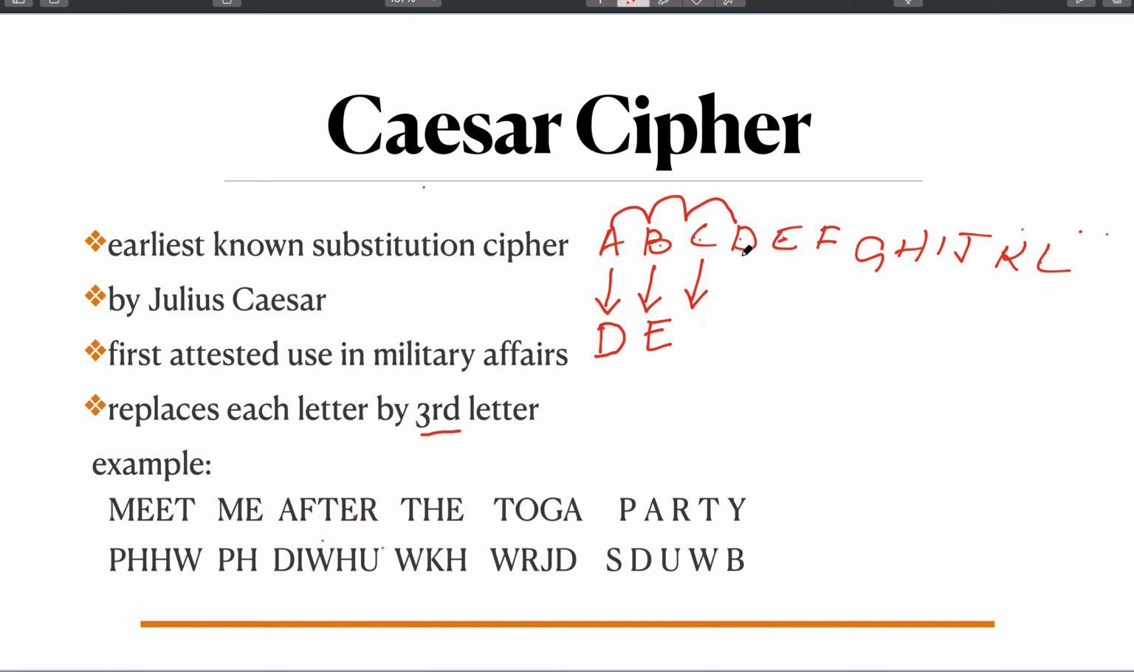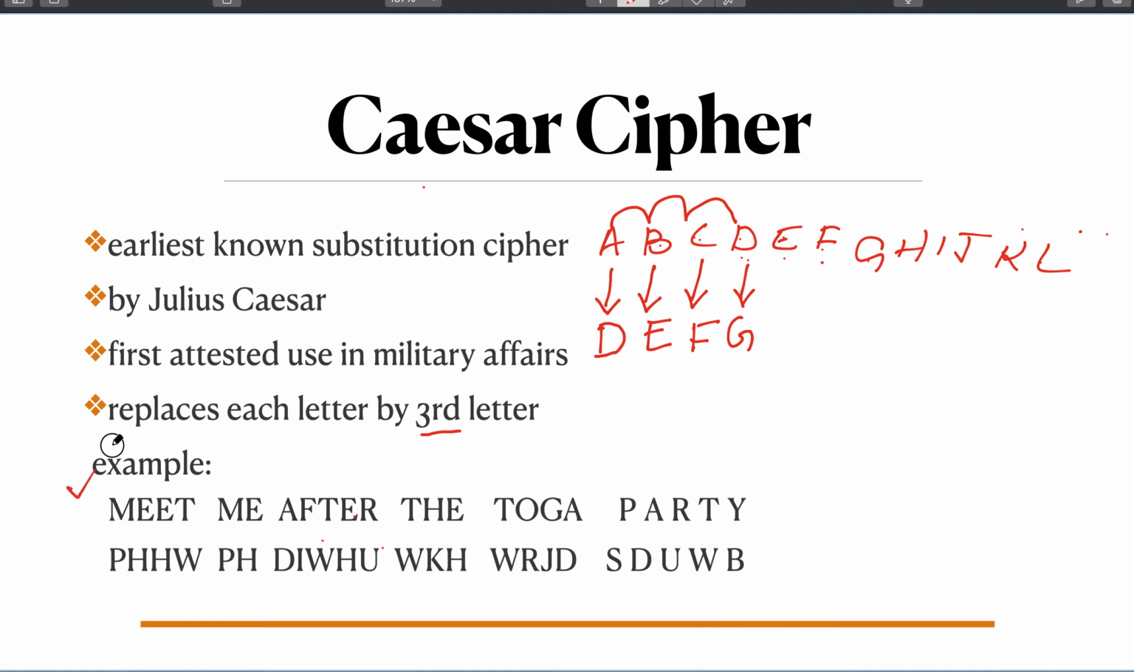Similarly, C is replaced by the third letter that comes after C, which is D, E and F. So F will be the third letter. D is replaced by E, F, G. So G is the third letter that comes after D. This is the concept behind Julius Caesar's well-known cipher, known as the Caesar cipher.